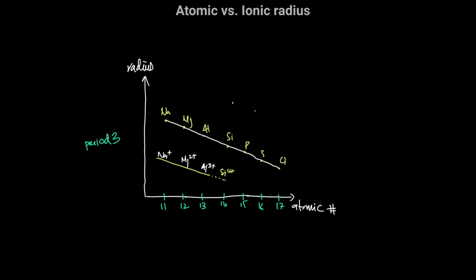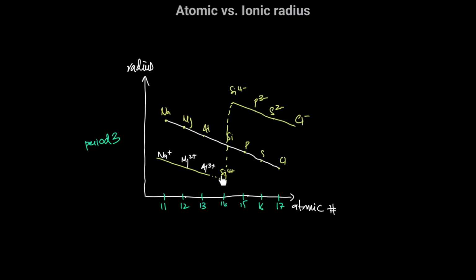The phosphide ion will be larger than the parent atom, the sulfide ion will be larger than the parent atom, and the chloride ion will also be larger than the parent atom. So you have Si4 minus, P3 minus, S2 minus, and then Cl minus. This is the trend that you have for the ionic radius across the period. You see the zigzag trend: the cations are smaller than the parent atoms, and the anions are larger than the parent atoms.